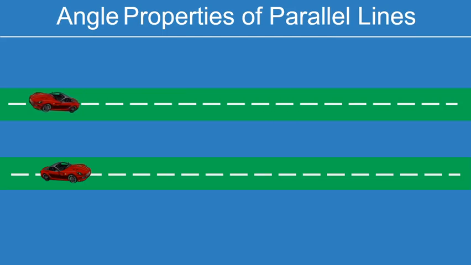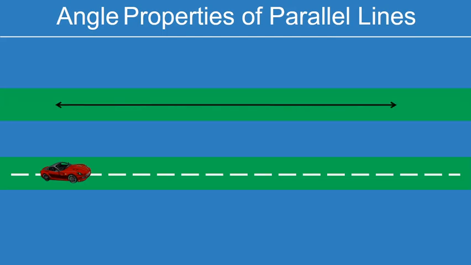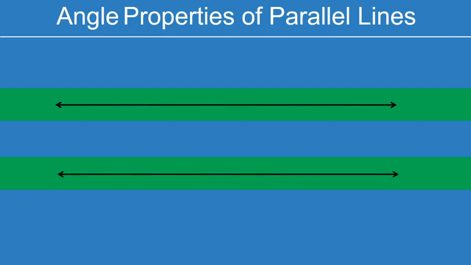Look over here. We are getting the parallel lines and one line which crosses these parallel lines. This line, the line which crosses the parallel lines, is called the transversal line. Let the two parallel lines be M and N and the transversal line be L.